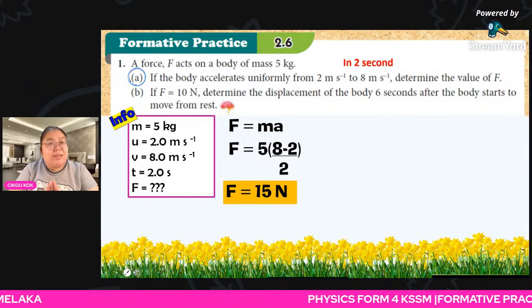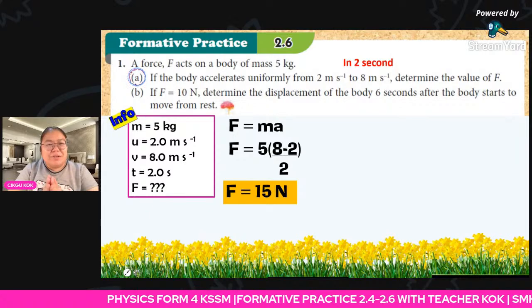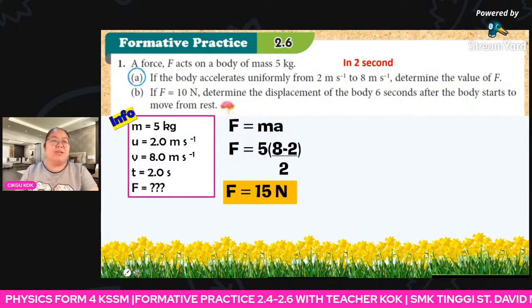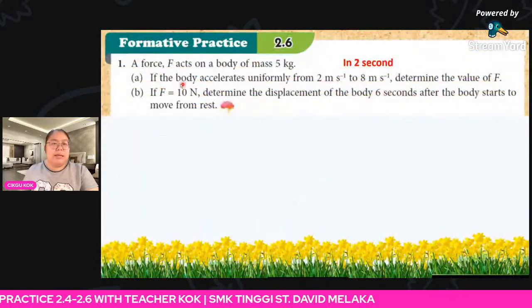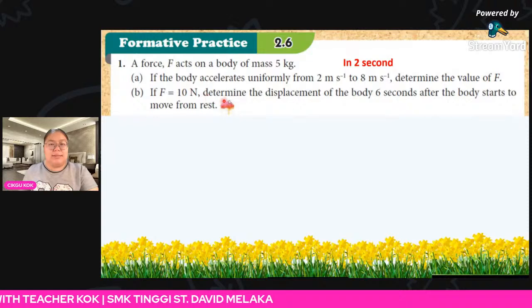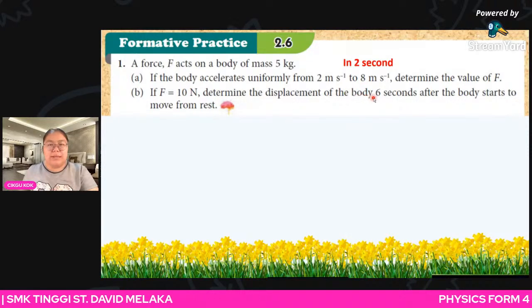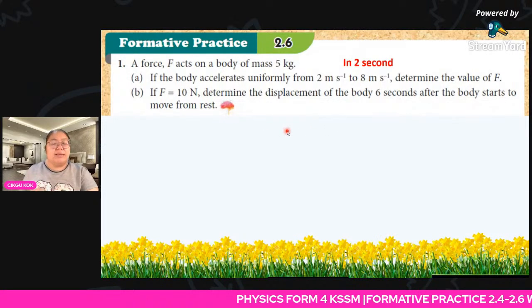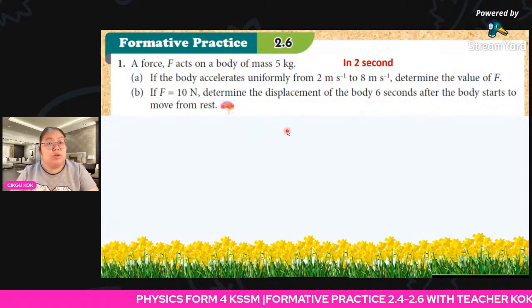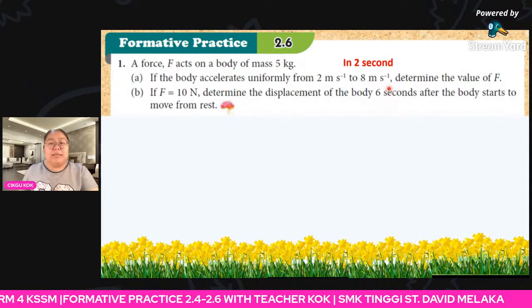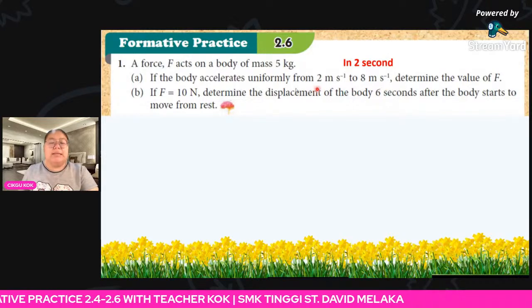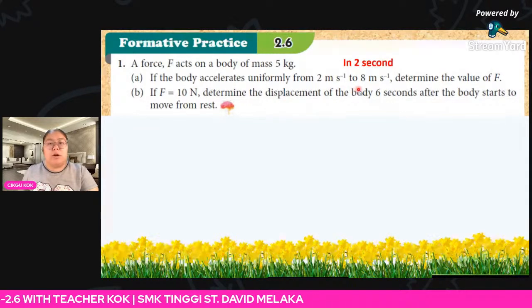I think you have finished the whole formative practice already, is it? Okay, so from here, we need to go to another one. Then it should be B. Question B: now the force is 10 Newton. Determine the displacement of the body 6 seconds after the body starts to move from rest. Start from rest, so understood u equals 0. Then the time taken is 6 seconds, and they ask you to determine the displacement of the body.